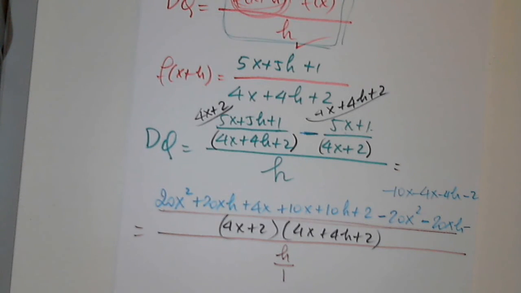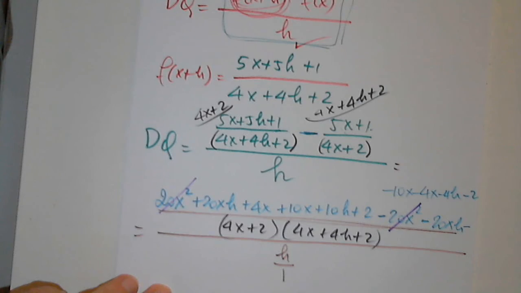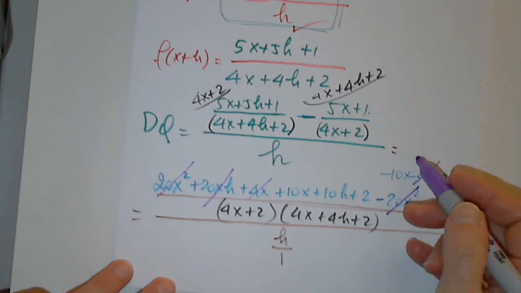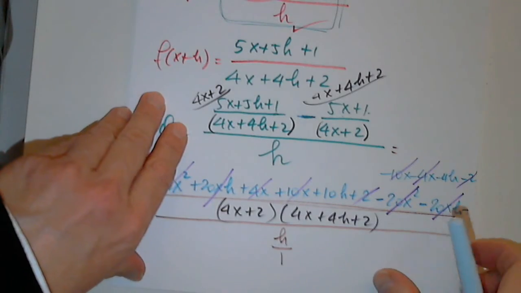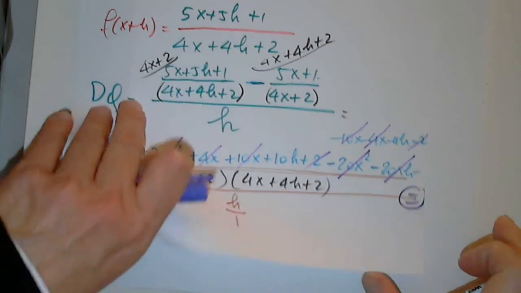Yeah. Now let's look at the numerator. And here's what I see. I see a 20x squared with a negative 20x squared. I see even a negative 20xh with a positive 20xh. That's a bonus, which is good. A negative 4x with a positive 4x. The negative 10x with a positive 10x. Positive 2 with a negative 2. And I see only 2 terms left at the top. And those 2 terms left at the top are, right, so I'm going to circle this and continue here.